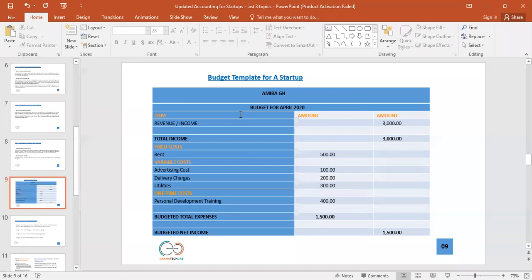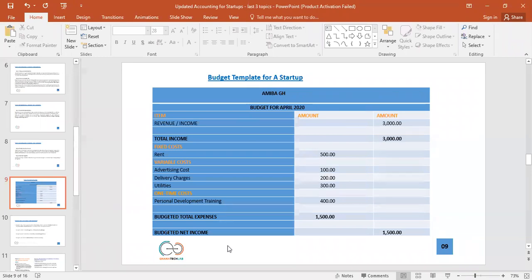So at the end of the month, her budgeted total expenses is 1,005. Her expected revenue is 3,000. So her budgeted net income, that's after subtracting all her expenses, is now 1,005. Great. So that is Amoeba GH for you. She is into sewing. So that's it.